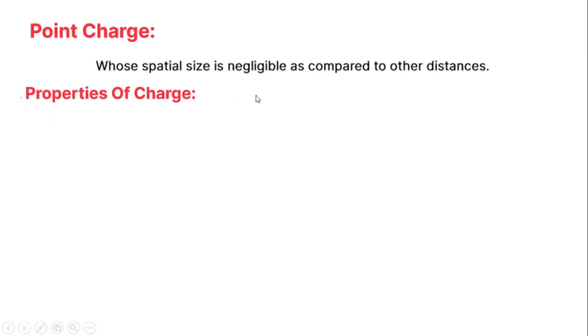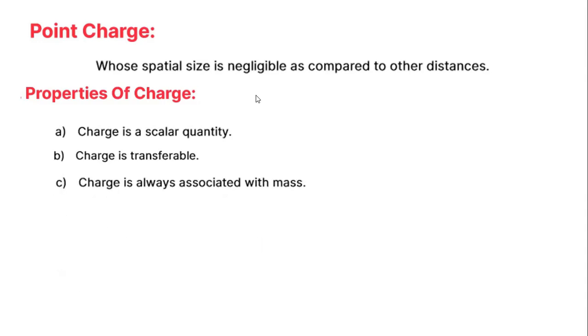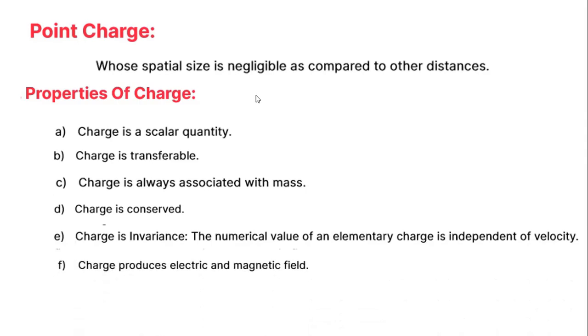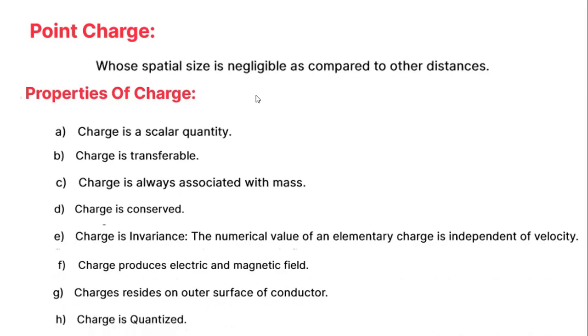Now let's come on to the general properties of the charge. There are various properties of the charge, so let us go through them. First, charge is a scalar quantity, charge is transferable, charge is always associated with mass, charge is conserved, charge is invariant, charge produces electric and magnetic field, charge resides on the outer surface of the conductor, and charge is quantized. Mind it, these are all the general properties.